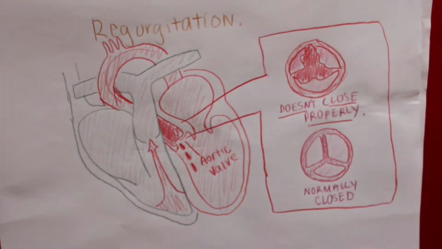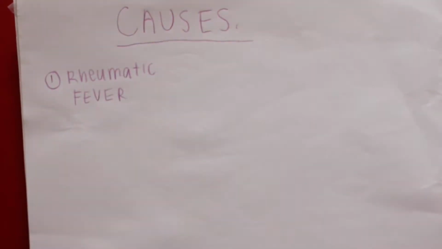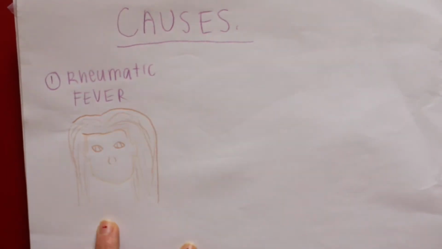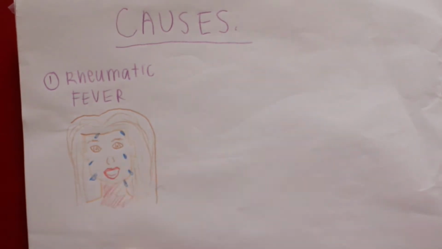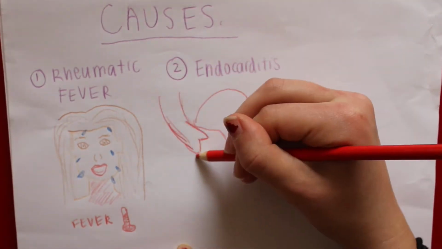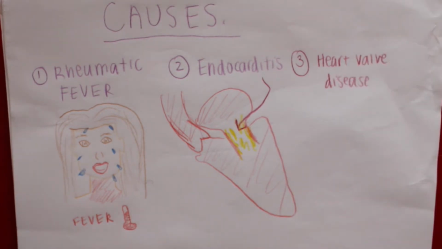Now that we know what aortic valve regurgitation is, what are the causes? The first is rheumatic fever. If you had a complication of strep throat as a child or as an adult, this can cause the valve to be affected. If you have this particular disease, it's called rheumatic heart disease. The second is endocarditis. Endocarditis is a damaged valve caused by bacterial growth, and in this case, it'd be the aortic valve with bacterial growth.